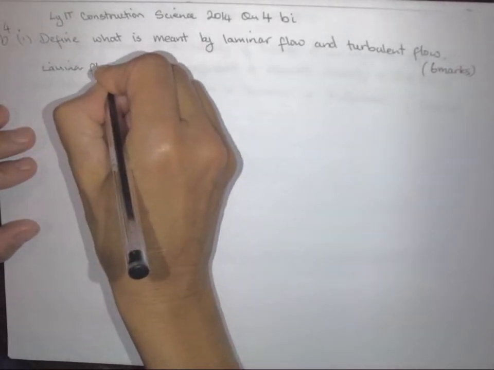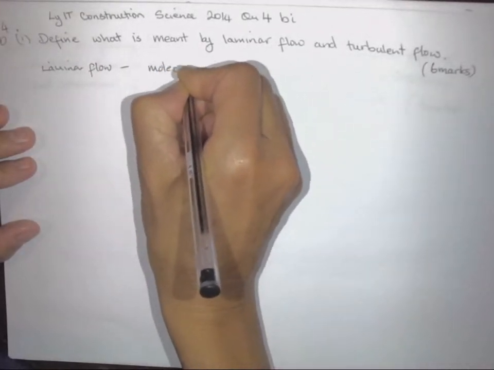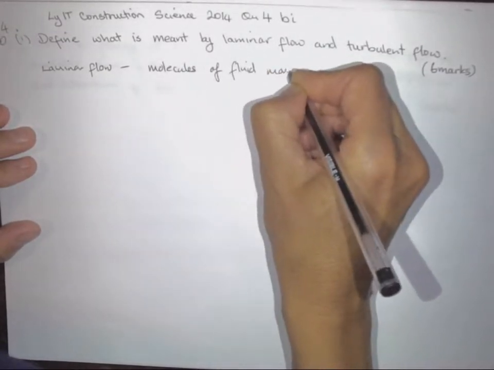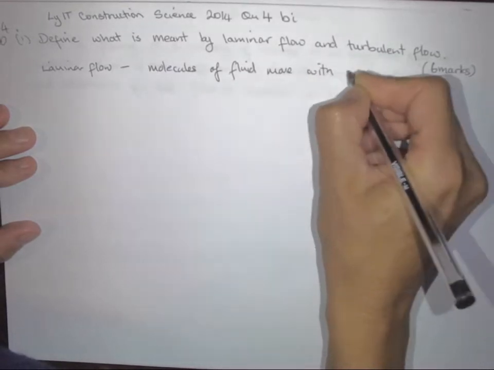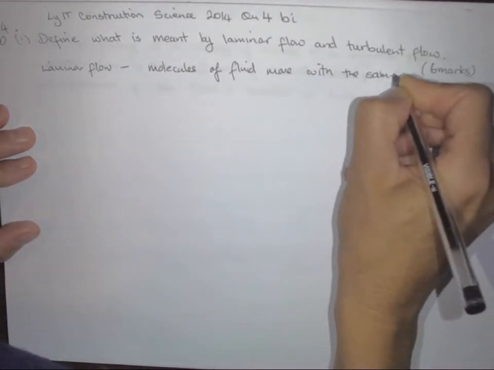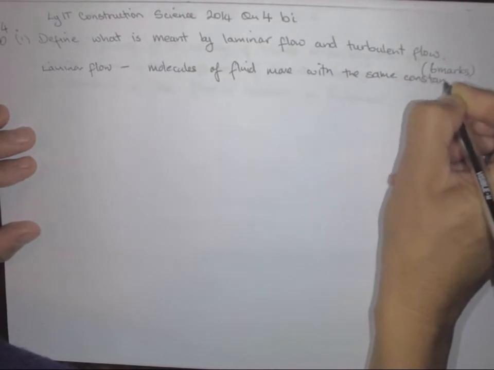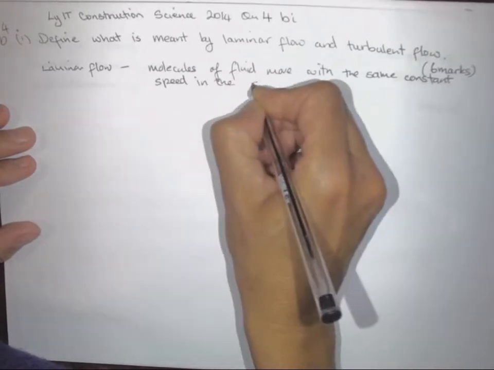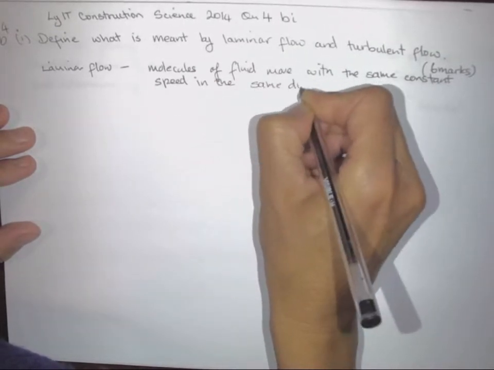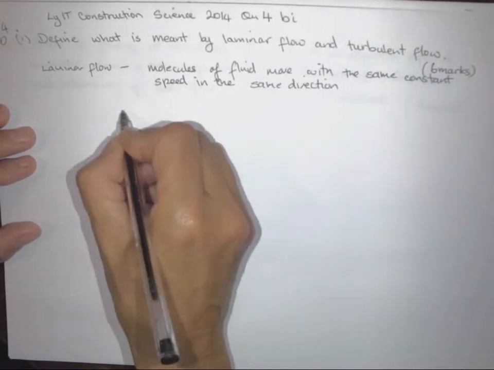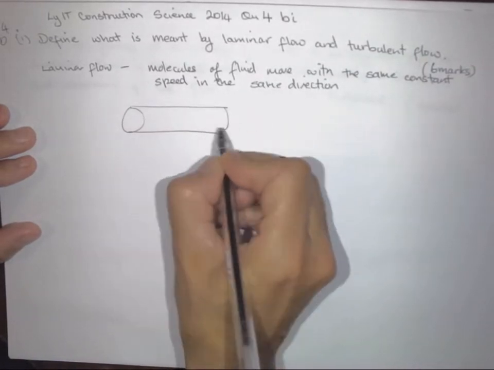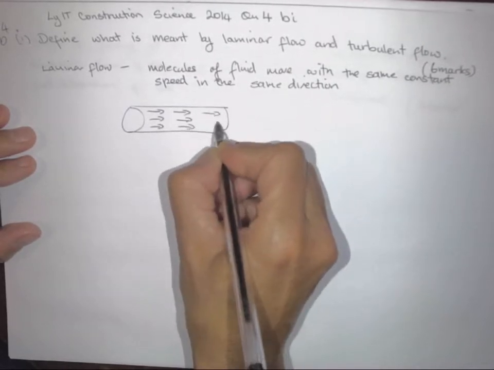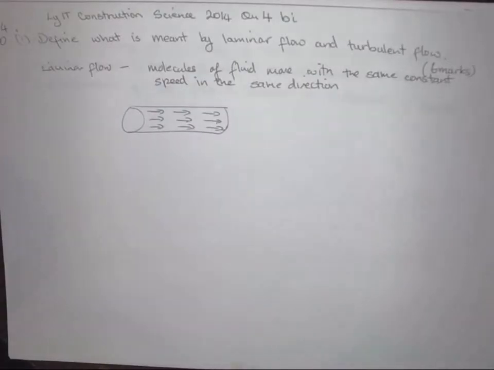So for laminar flow, the molecules of the liquid, the fluid, move with the same constant speed in the same direction. So if you had to say this is a pipe, these are the vectors indicating the flow of the fluid. They're all the same length, they're all going in the same direction.